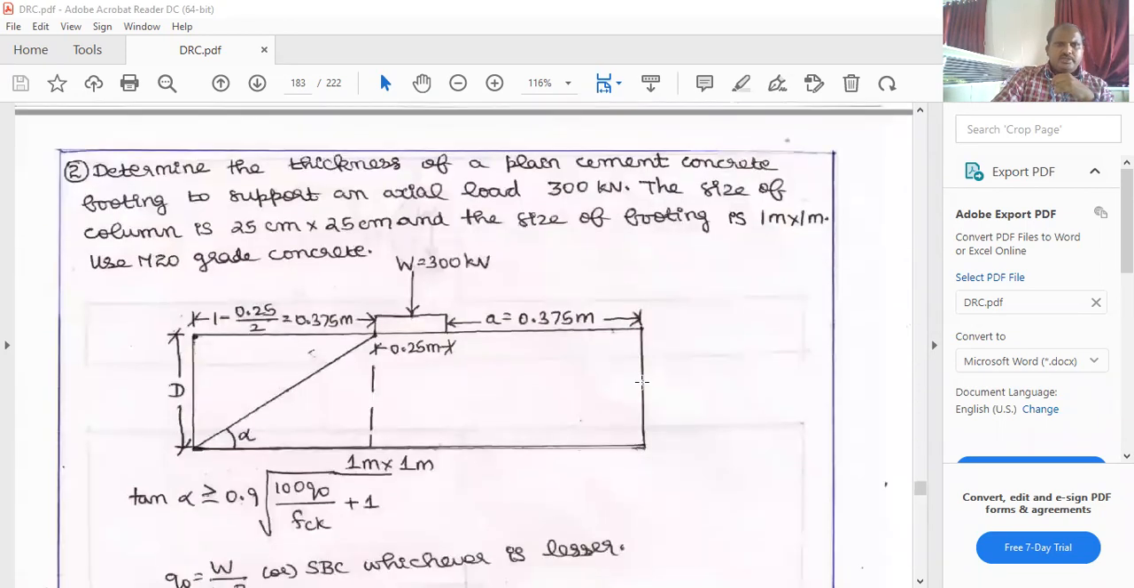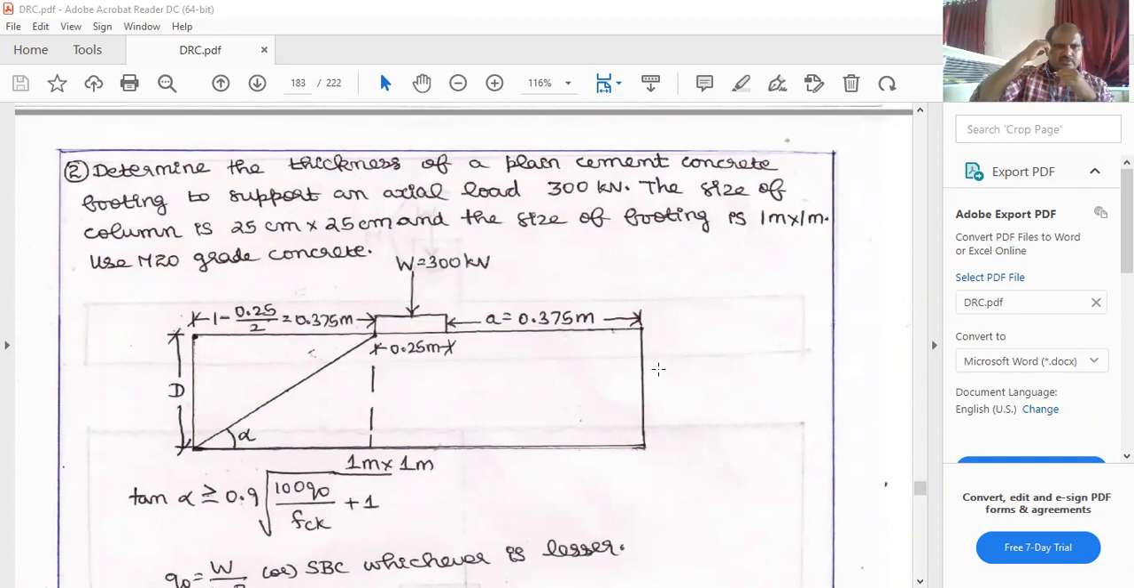The next problem is to determine the thickness of the plain cement concrete footing to support an axial load of 300 kilonewton. The size of the column is 25 centimeter by 25 centimeter, the size of the footing is 1 meter by 1 meter, and use M20 grade of concrete.